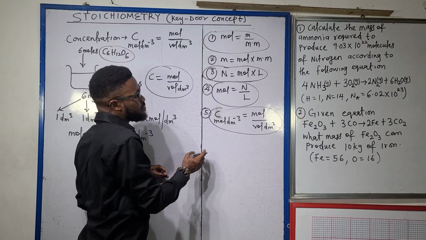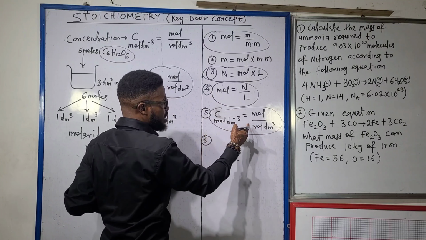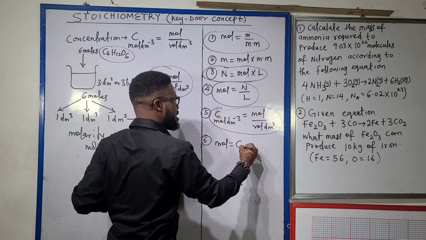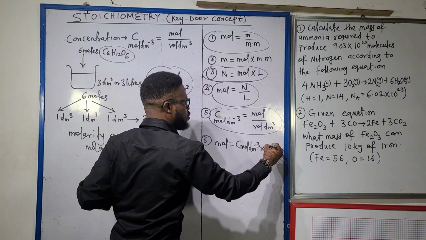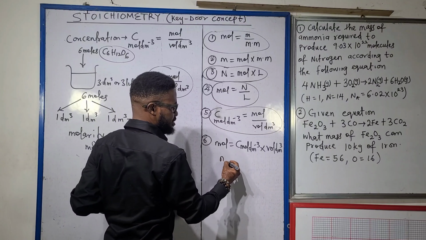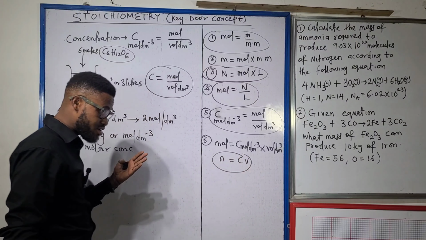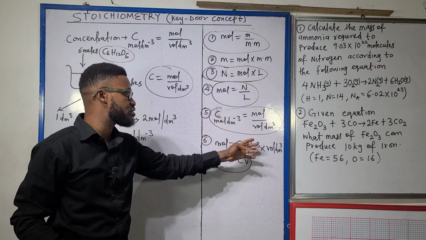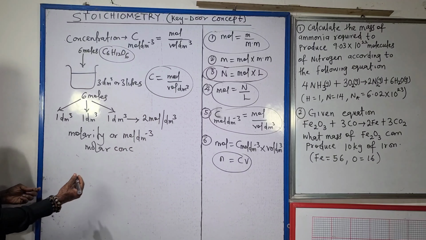So what this means is that if I am given concentration and I know the volume, then I can make mole the subject, and the implication is that mole equals concentration in mole per dm³ times volume in dm³, written simply as C times V. I'll be correct because I've been able to convert concentration and volume to mole, that is talking about molar concentration.